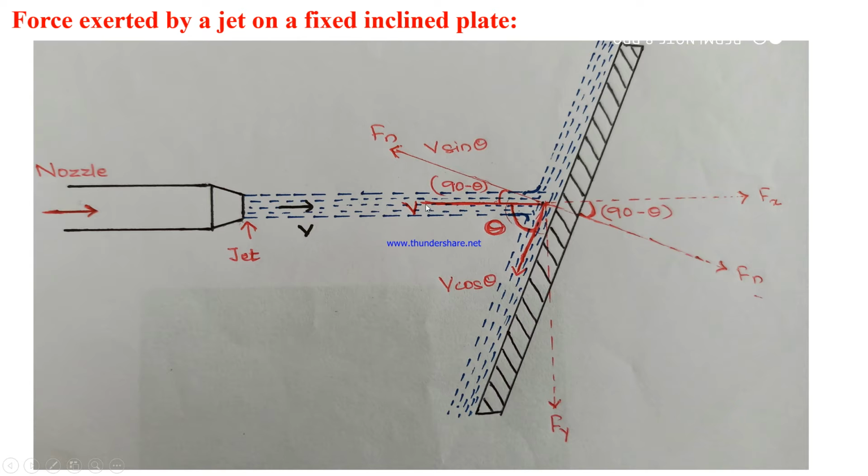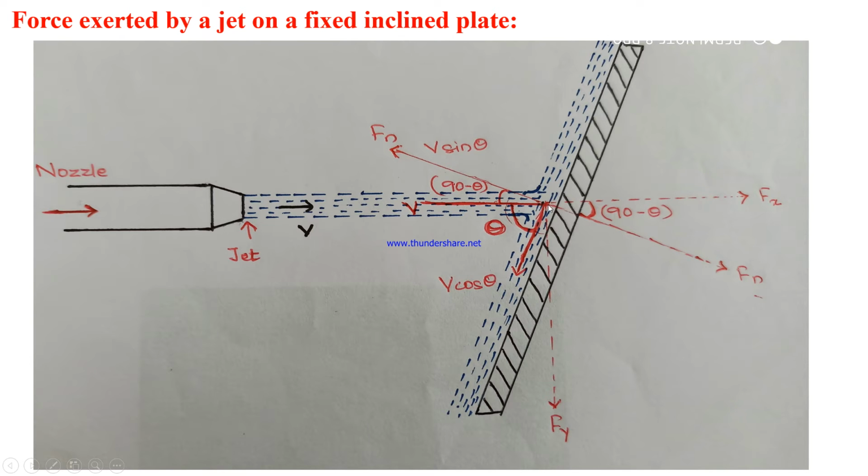The jet has a diameter d. This is the velocity v, and the angle made by the jet with the plate is theta. The jet is coming with velocity v, and this velocity v can be resolved into two components, by resolution, along the adjacent side, the cos component.